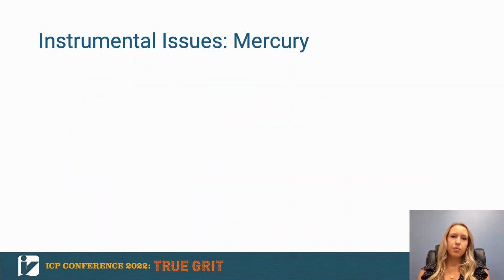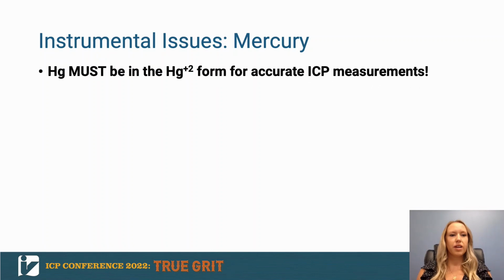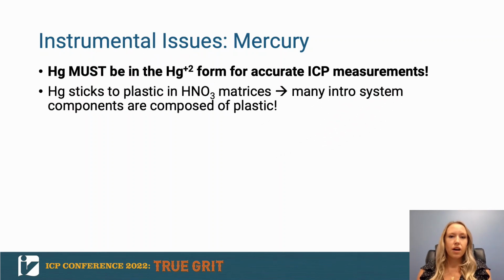That brings us to mercury. So the first thing you want to keep in mind for a mercury analysis on ICP is that mercury must be in the mercury +2 ionic form to achieve accurate ICP results. Another thing we want to keep in mind is that mercury is going to stick to plastic when it's contained in a nitric acid only matrix without hydrochloric acid.